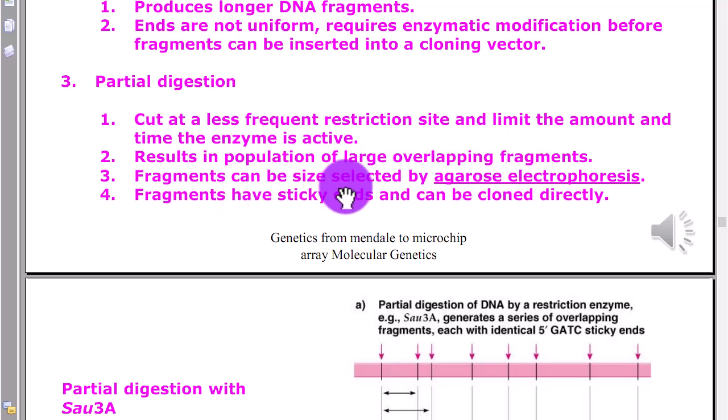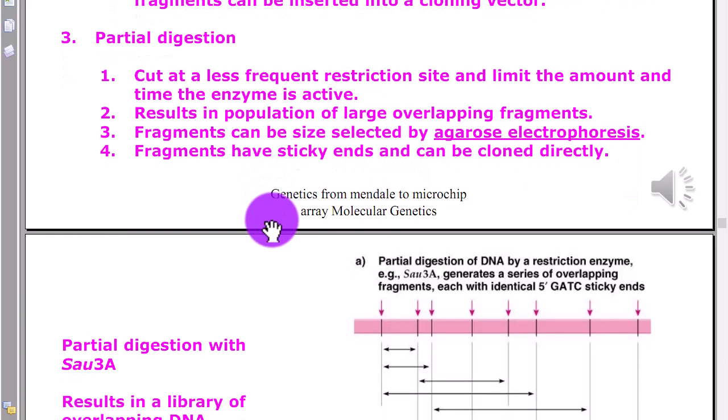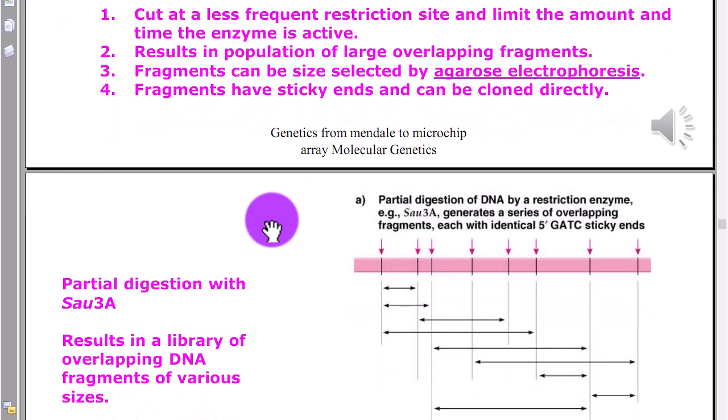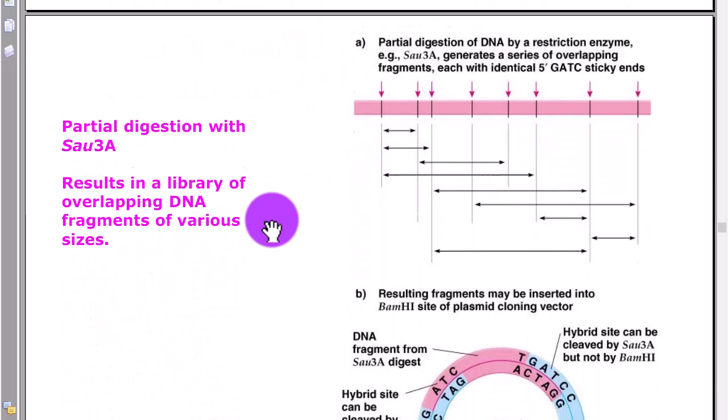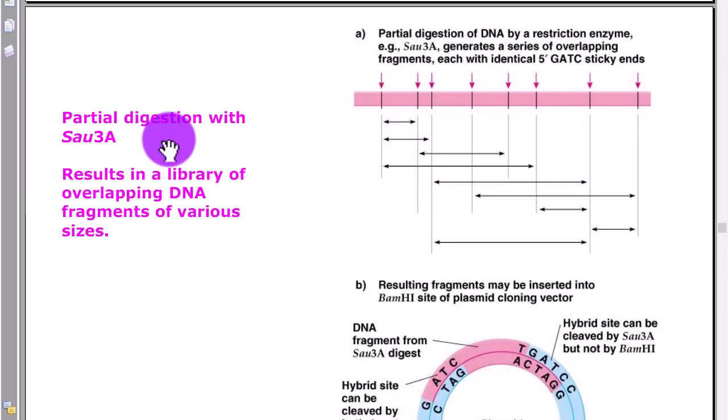Fragments can be size selected by agarose electrophoresis. Fragments have sticky ends and can be cloned directly. Partial digestion with Sau3A results in a library of overlapping DNA fragments of various sizes.